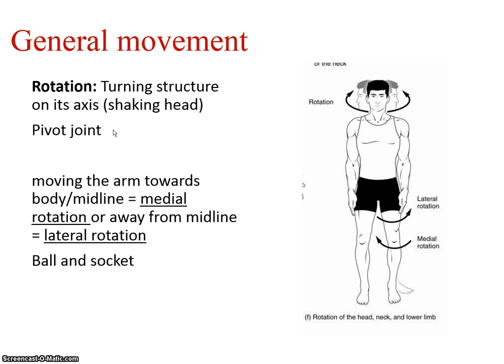Now, if that rotation is directional, right? So we actually have the medial or lateral rotation, which again that's just towards the midline or away from the midline. Well, then it's ball and socket joints that do that. They're the types that would do that.